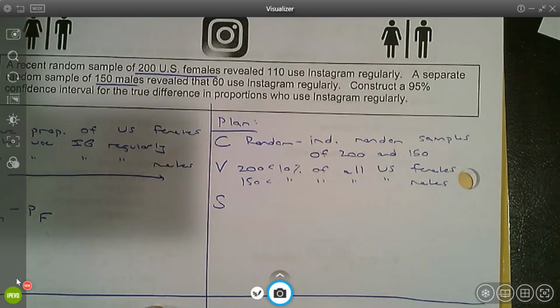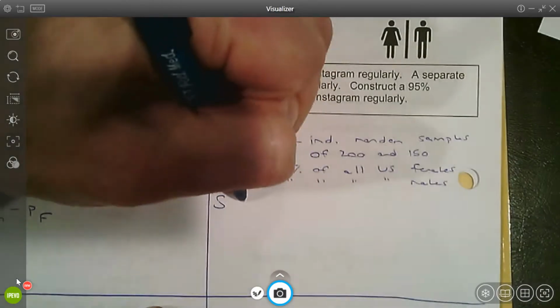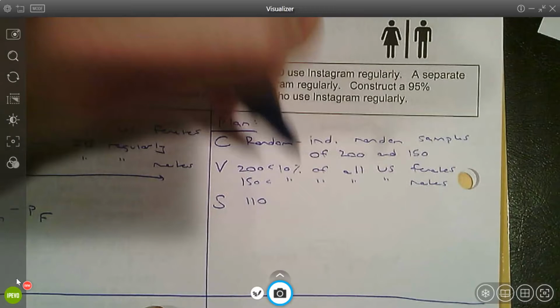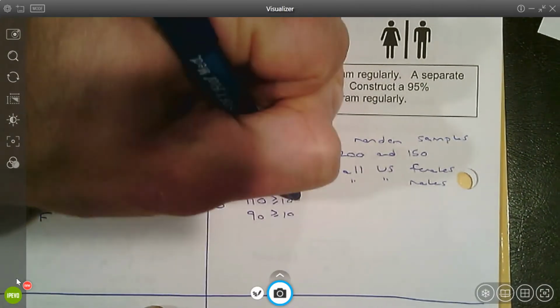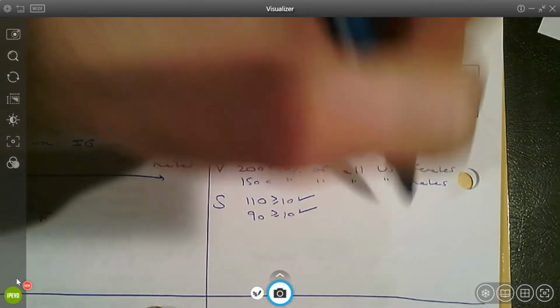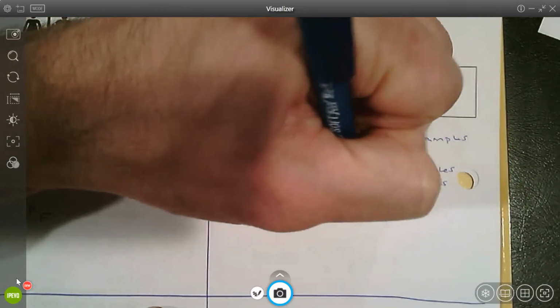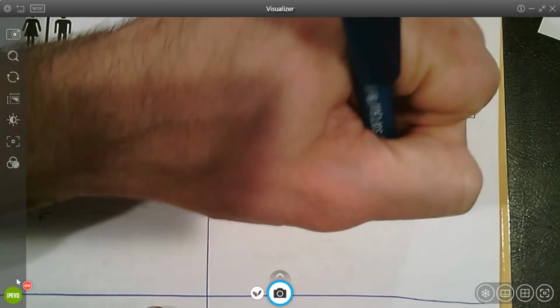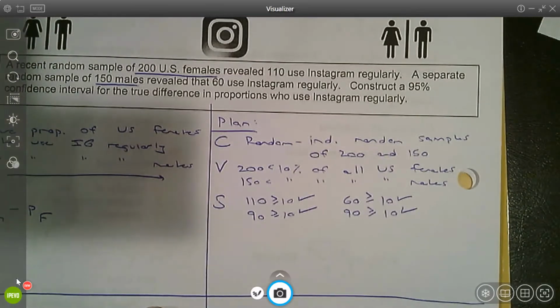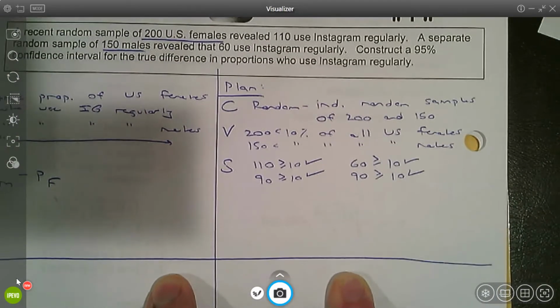Because we don't know the true proportion for either group, we're using what happened in the sample. So for the women, 110 successes. That means 90 women did not use Instagram regularly. Both are at least 10. For the males, 60 did out of 150. That leaves the remaining 90 who did not use it regularly. This means our sampling distribution is approximately normal.